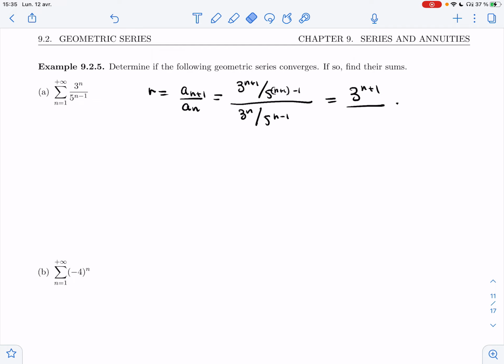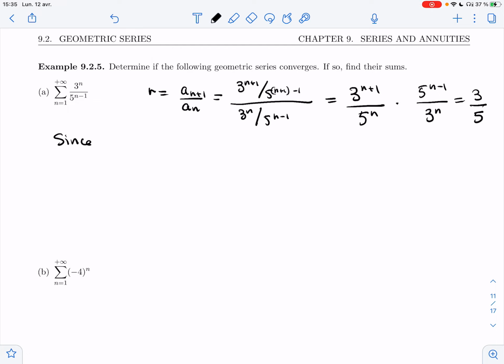Let me write it the way I usually do, 5 to the n. So that's the numerator. And then 5 to the n minus 1, 3 to the n, that's the denominator. And then you cancel these, you get a single 3 left. You cancel these, you have an extra 5 here, so you're left with a 5 underneath.